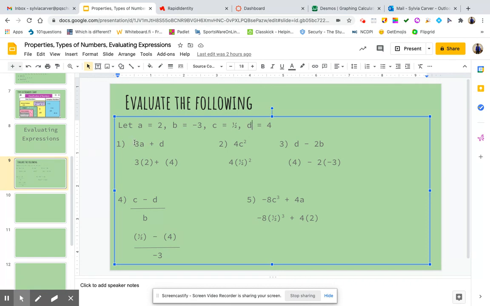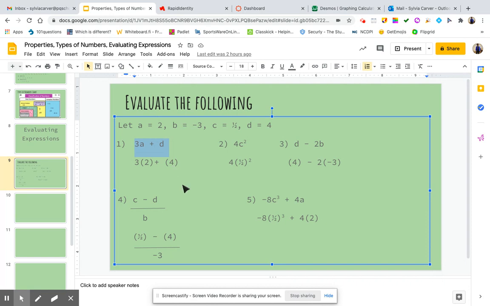So let's take a look at number 1. Number 1 says 3A plus D. We're going to look up here at the top. It tells us what our A, B, C, and D are, and we're going to plug in the designated values into our expression. A is 2, so notice I substituted 2 in. D is 4, and I substituted 4 in. And that's pretty much all there is to it.